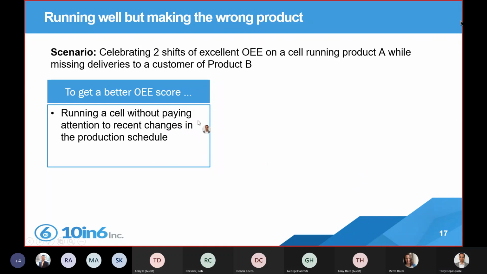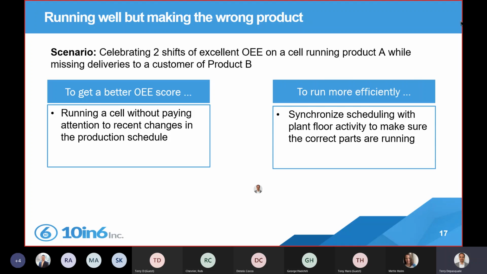So I don't know what it's like in your plants, but we see in a lot of plants that the schedule makes its way to the shop floor on paper that comes out at the beginning of the shift. I've seen updates to the schedule delivered to the shop floor on a sticky note put on the HMI or the screen that the operator works from. And I see that in more plants than you might think. So what we recommend to run more efficiently is to synchronize your scheduling with your plant floor activity to make sure you're running the right parts.